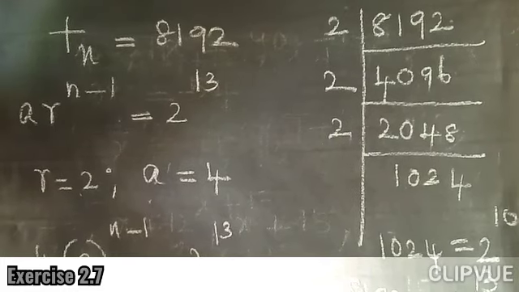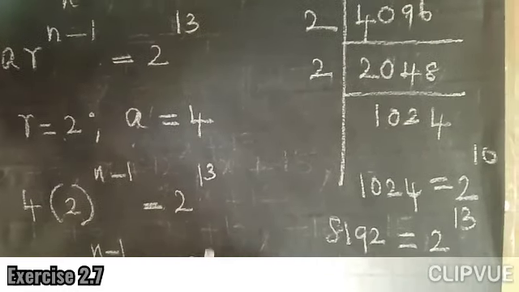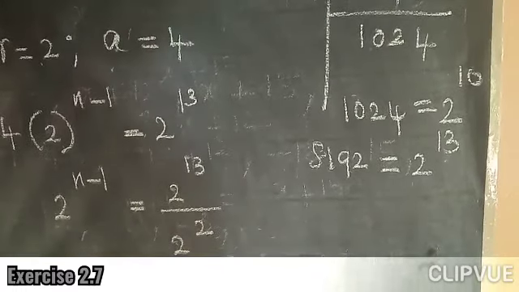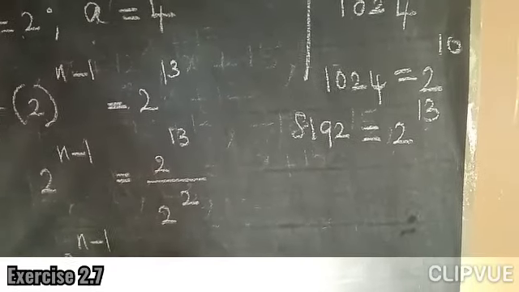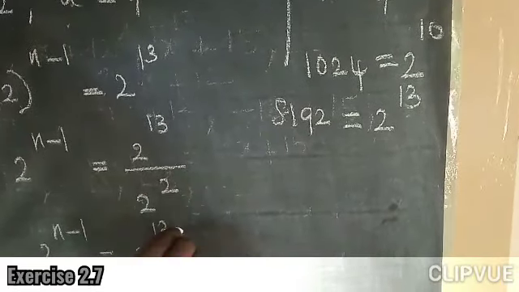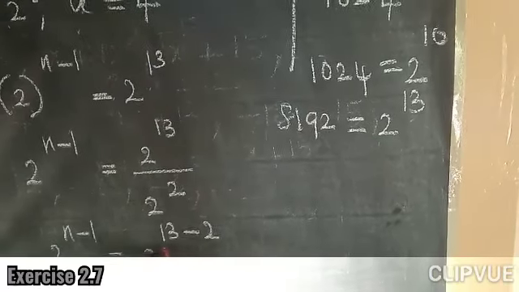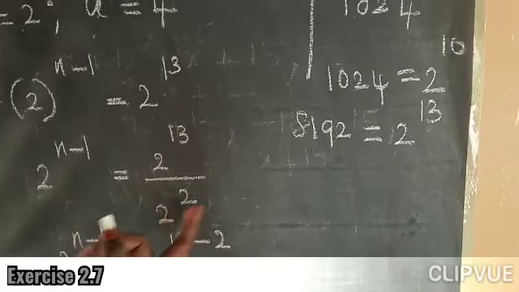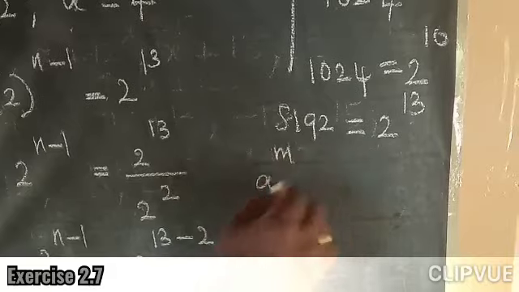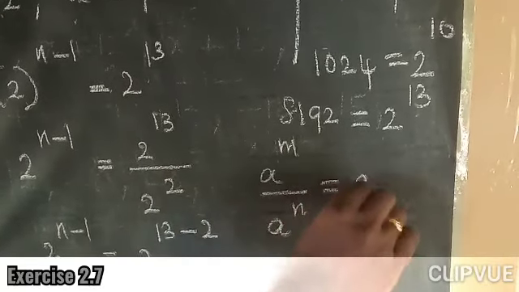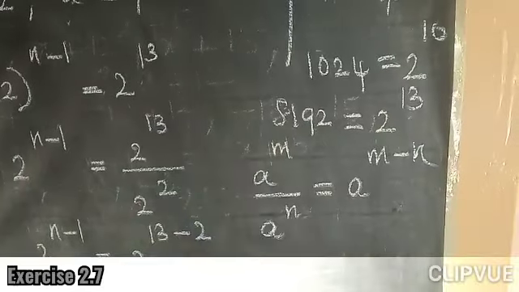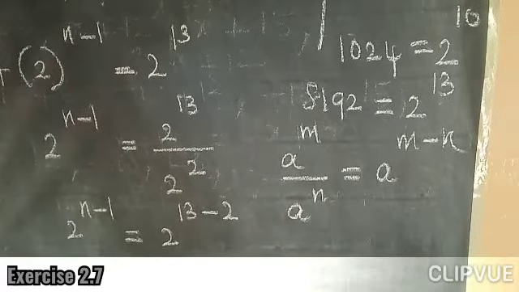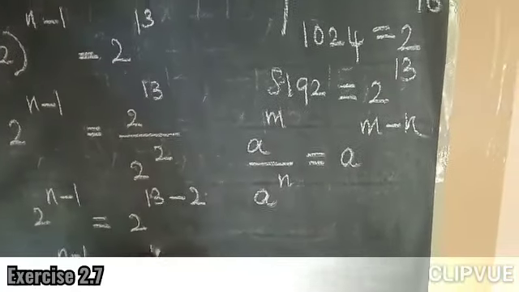So 2 power n minus 1 is equal to 2 power 13 divided by 4, and 4 can be written as 2 square. So 2 power n minus 1 is equal to 2 power 13 minus 2. How does it come? You know very well, a power m divided by a power n, we can write a power m minus n. I use this exponent law here. So 2 power n minus 1 is equal to 2 power 13 minus 2, which is 2 power 11.